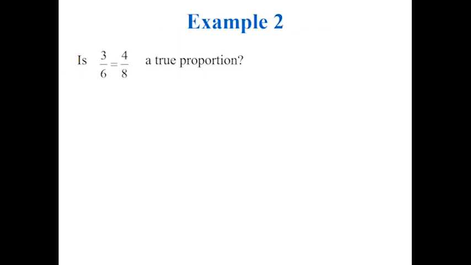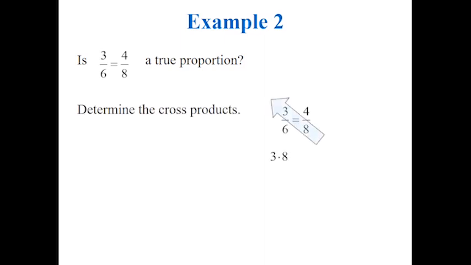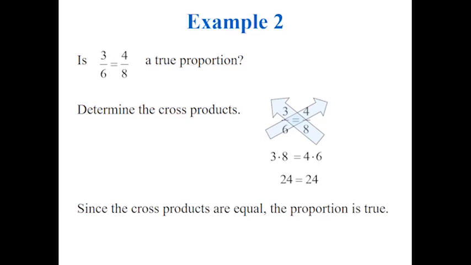So, is 3 over 6 equals 4 over 8 a true proportion? Is it true that 3 is to 6 as 4 is to 8? Those both reduce to 1/2, so we suspect strongly that it is true. But using cross products, 8 times 3, 6 times 4, both of these are 24. The cross products are the same. The proportion is true.